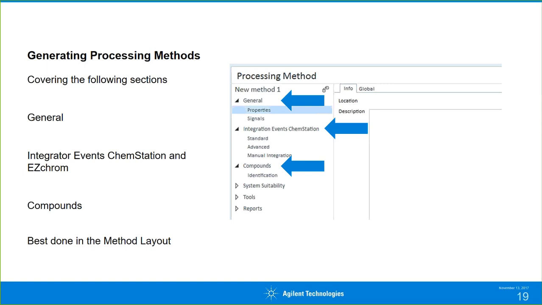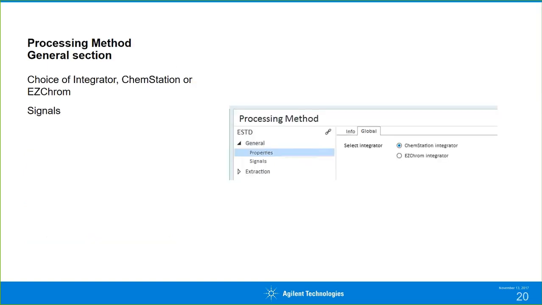Instead of just telling you each one on the slide, I'll actually show you in the demo what these options are. With OpenLAB CDS, you've got two integrators. When you're in a processing method and you go under General Properties, Global tab, you have the ChemStation Integrator and the EZChrom Integrator. Two different ones. These are integration parameters that have come from the ChemStation software platform, and parameters that have come from the EZChrom Integrator software platform.